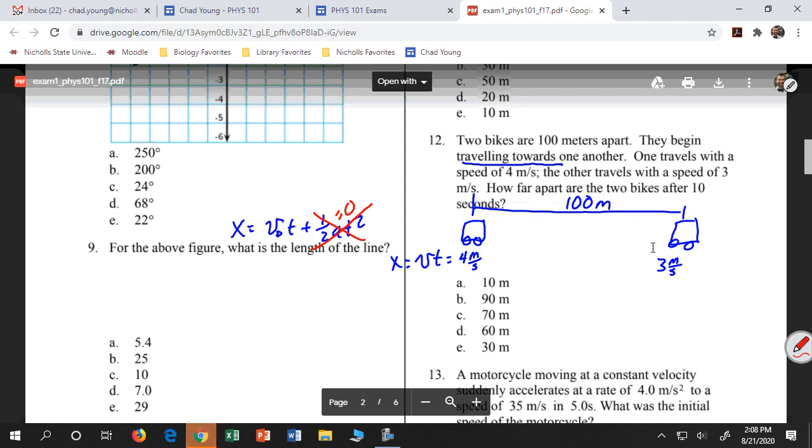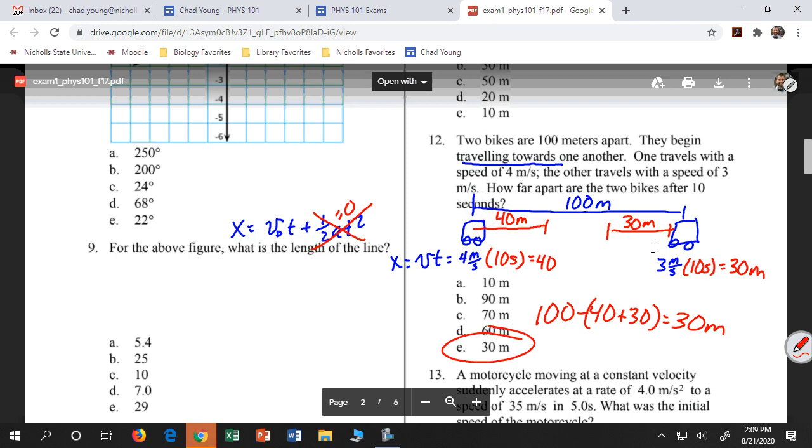So I have x equal vt, 4 times the time, which is 10 seconds. So that's equal to 40. So this guy moves 40 meters. And this guy, our lady, moves 30 meters. So what's the distance that's left between them? 30, right. So I say 100 minus 40 plus 30 equals 30 meters. All right, so that would be the right answer.